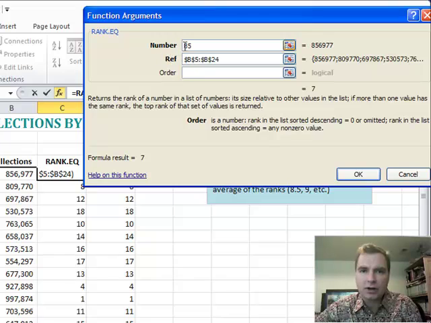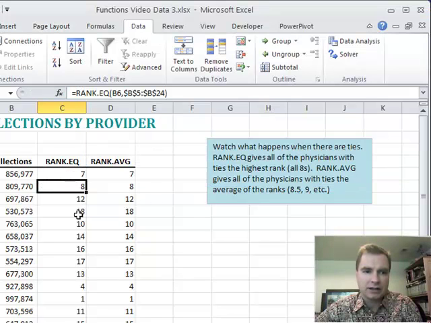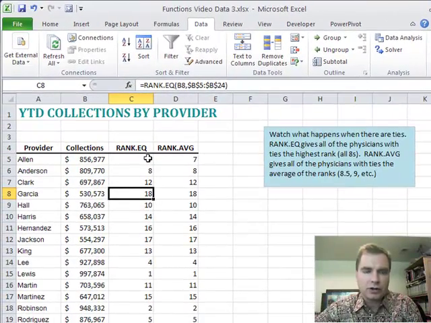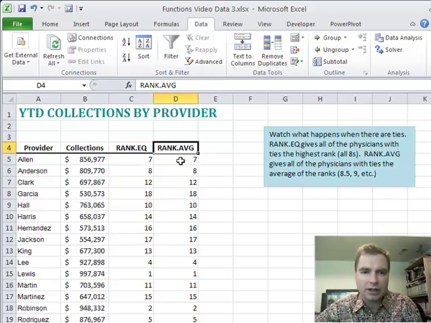So B5, that 856,997, amongst all these numbers is 7th in the list. And Dr. Anderson is 8, Dr. Garcia is 18, and it's pretty straightforward to see. There are two different flavors, if you will, of the rank function: RANK.EQ and RANK.AVG.